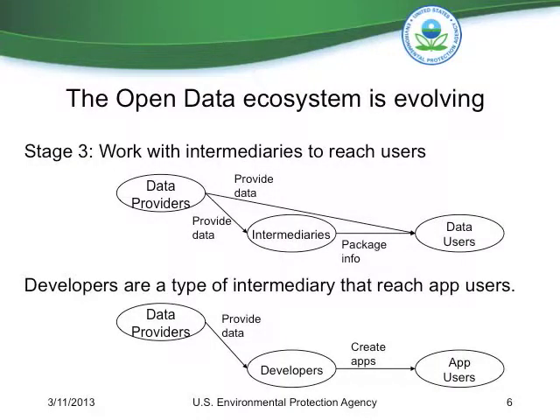Stage 3 is when we realized we couldn't reach everyone. EPA can't reach 300 million people in the United States. And one of the key groups we started working with was information intermediaries like journalists, teachers, researchers, people who could interpret the information and package it for other people, because there are so many sub-uses for the information that we couldn't possibly imagine what they would all be.